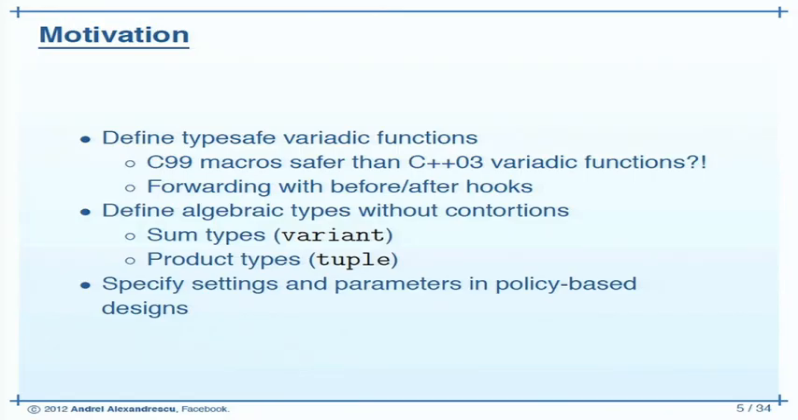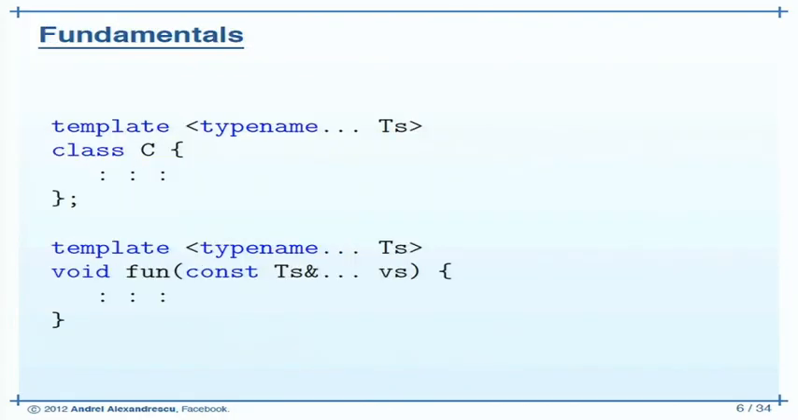Tuple would be a product type, which would hold a juxtaposition of different values of different types, arbitrarily long. And then I'm not going to insist too much on that, but I'm going to talk a bit about specifying settings and parameters in policy-based design, a subject that is, of course, dear to my heart.